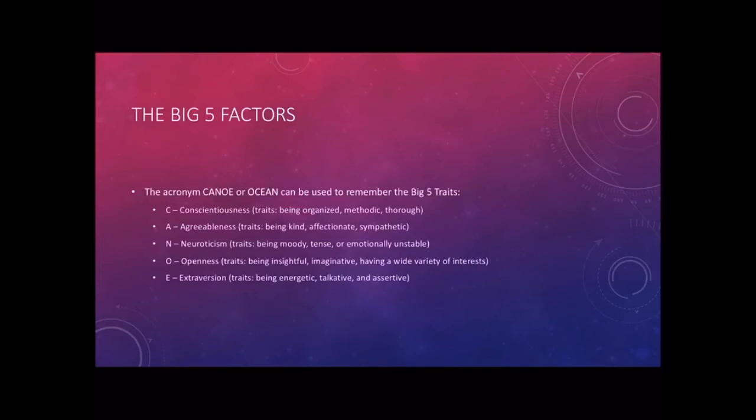Neuroticism has to do with how emotionally unstable you are. If you are a highly neurotic person, you get mood swings like crazy. You're up and down, right? So neuroticism has to do with emotional stability or instability. And then openness is basically openness to experience. How willing are you to try new things? How many different interests do you have? And then extroversion, of course, is being energetic, talkative, assertive, wanting or craving interaction with other human beings.